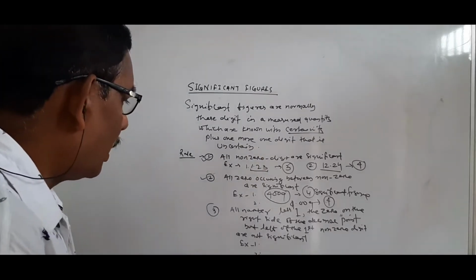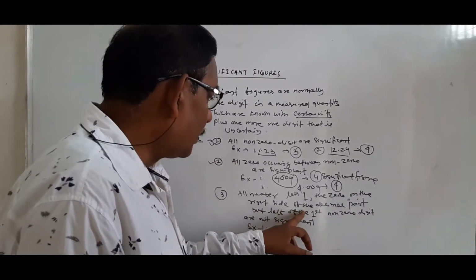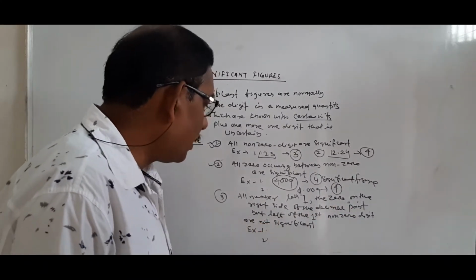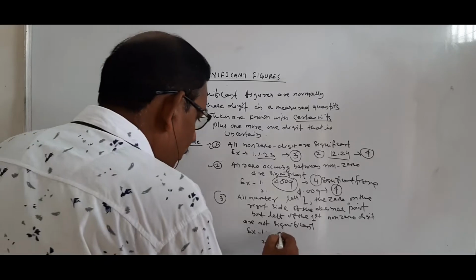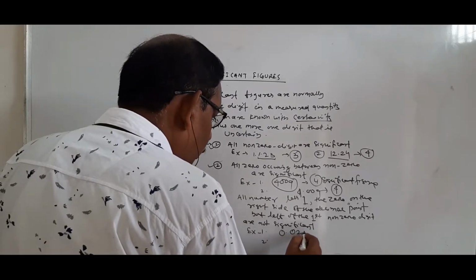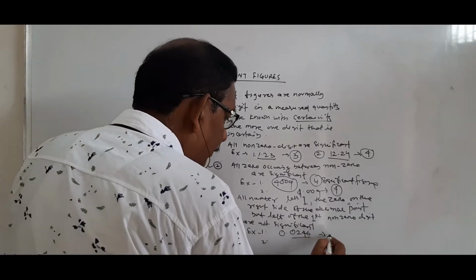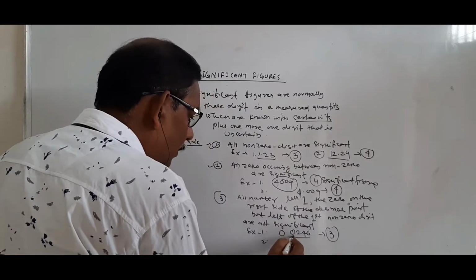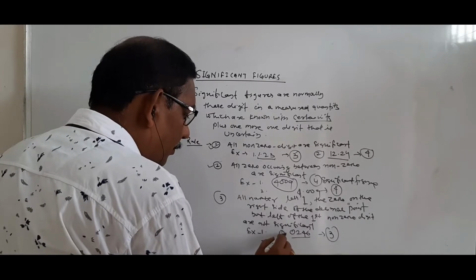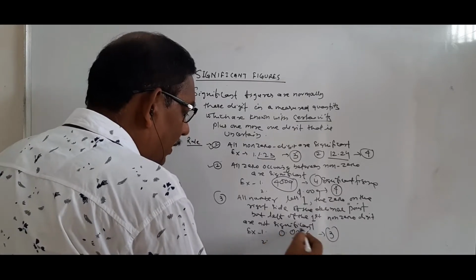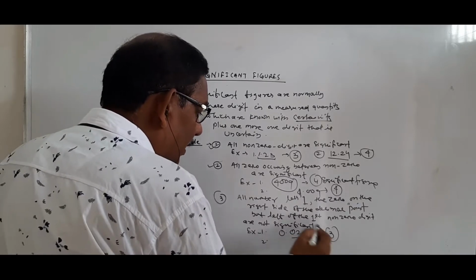The third one: for numbers less than 1, the zeros on the right side of the decimal point but to the left of the first non-zero digit are not significant. So take one example, 0.0246. Here the number of significant figures is 3. You have to omit or leave these two values, the zero before the decimal and the zeros after the decimal. So you have to take the significant figures, in this case, as 3.